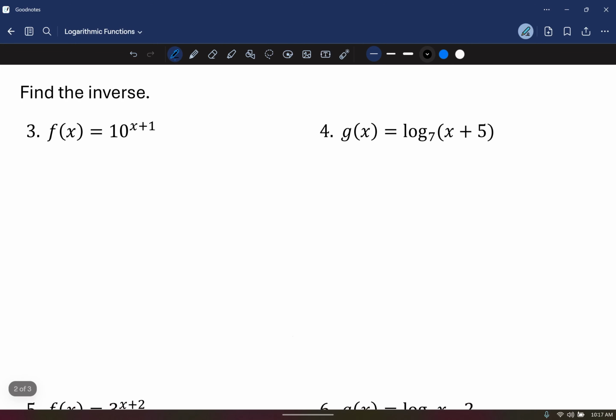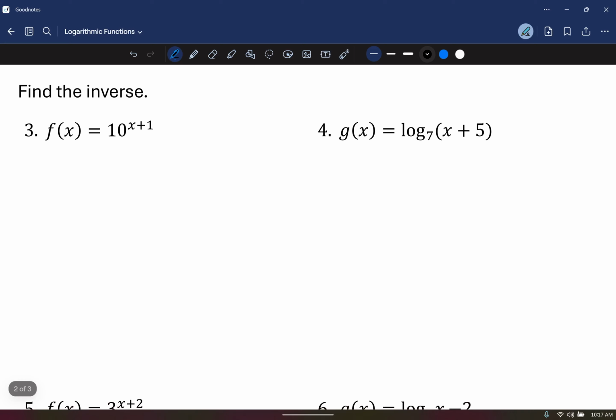All right, so we're going to find the inverse. Your first order of business is going to be to switch your x and y. So x is now where y is, and y is now where x is. And you are solving for y, but y is in the exponent, and so you need to get rid of this base of 10. So the only way to get rid of a base of 10 is if you have a log with a base of 10.